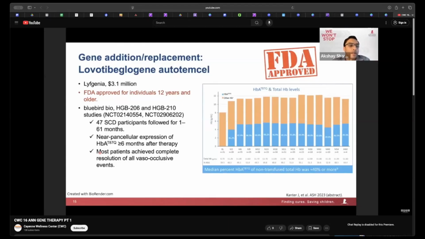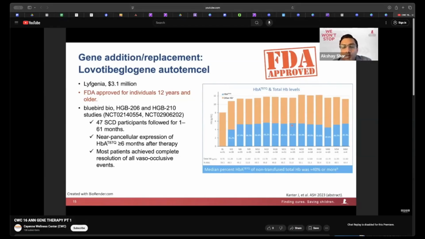This was developed by a company called Bluebird Bio, and in their clinical trials, they treated at least 47 patients who were followed for about 1 month to 60 months. And as you can see on the right-hand side, these are the average hemoglobins of the individuals who were treated. Before infusion at baseline, the average hemoglobin was about 8, but after treatment, the hemoglobin rose to about 10 to 12, around 12 grams, which is near normal.